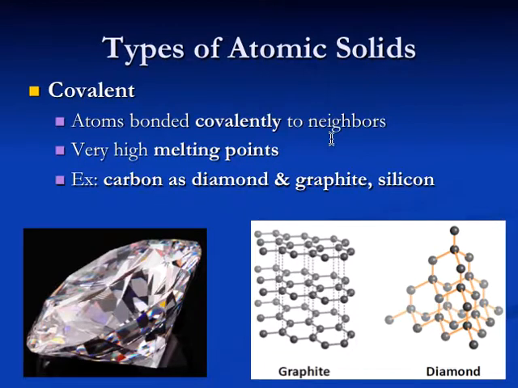The next type of atomic solid is called a covalent solid. These are covalently bonded to neighbors. This is very strong because, and we're not talking about intermolecular forces here, for instance with diamond, every carbon is bonded to four other carbons with covalent bonds. It's just a huge network of covalent bonds. It's very strong. Graphite is also held together by covalent bonds, but if you look closely here, you can see that each carbon is only bonded to three other carbons.